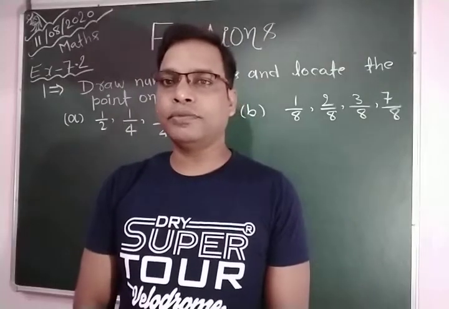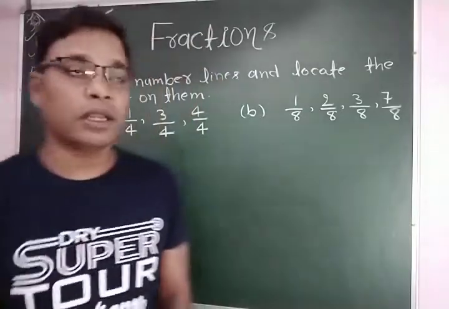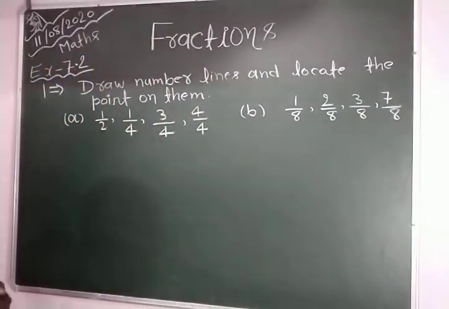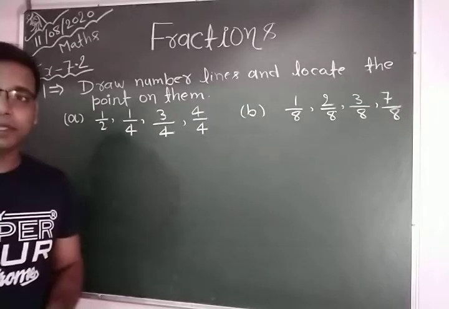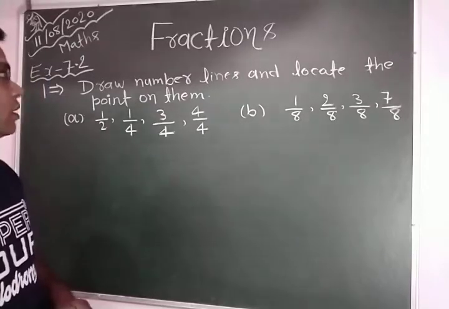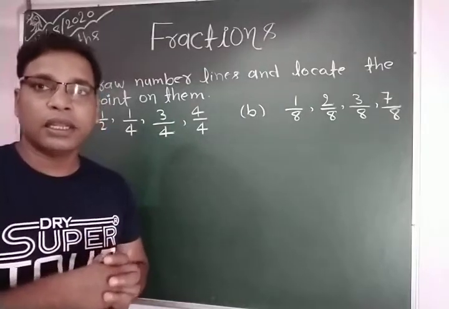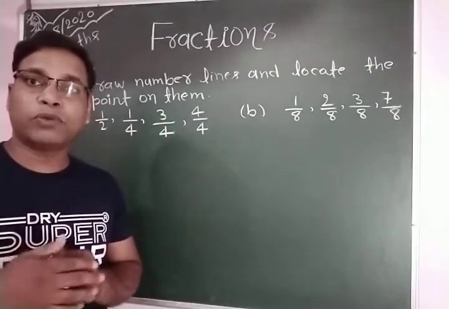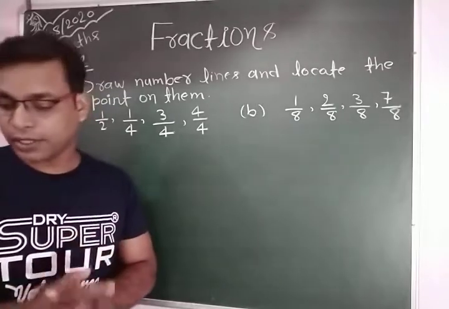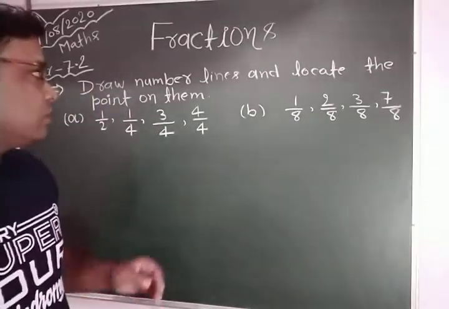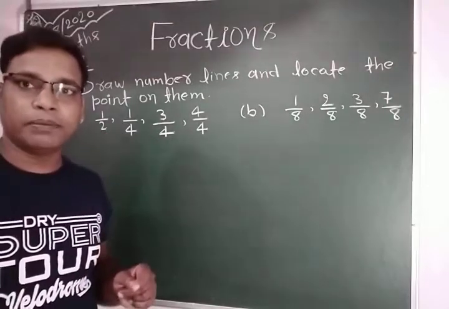Exercise 7.2, question number 1. Question 1 asks us to draw a number line and locate the points on it. First, draw a straight line. After this, we locate the points on this line, then it becomes a number line. Let's see how to represent the given fractions on the number line.